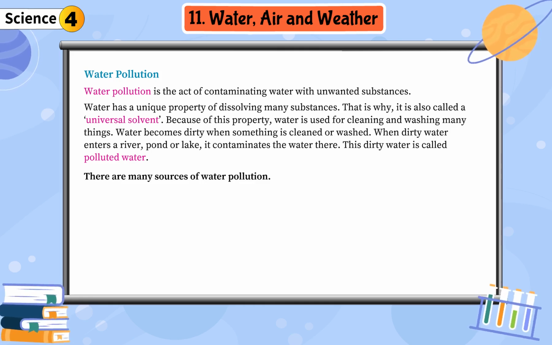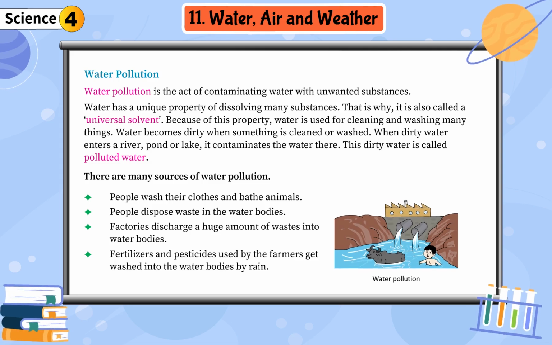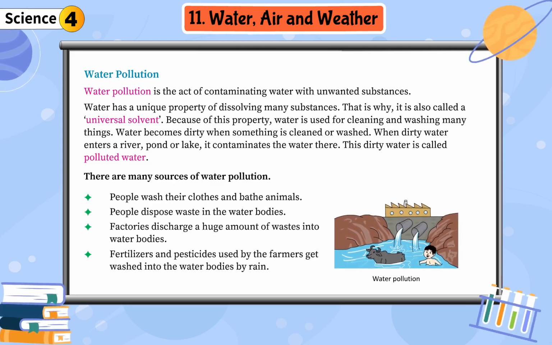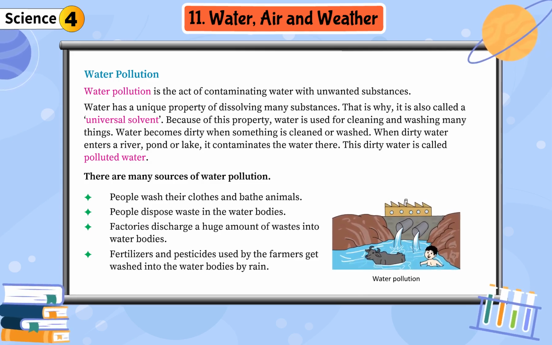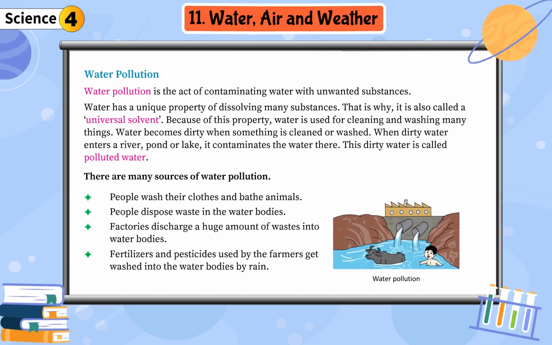There are many sources of water pollution. People wash their clothes and bathe animals. People dispose waste in the water bodies. Factories discharge a huge amount of wastes into water bodies. Fertilizers and pesticides used by the farmers get washed into the water bodies by rain.